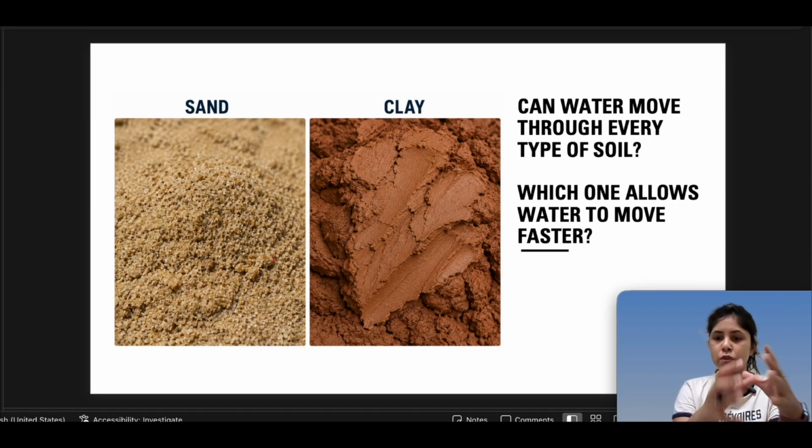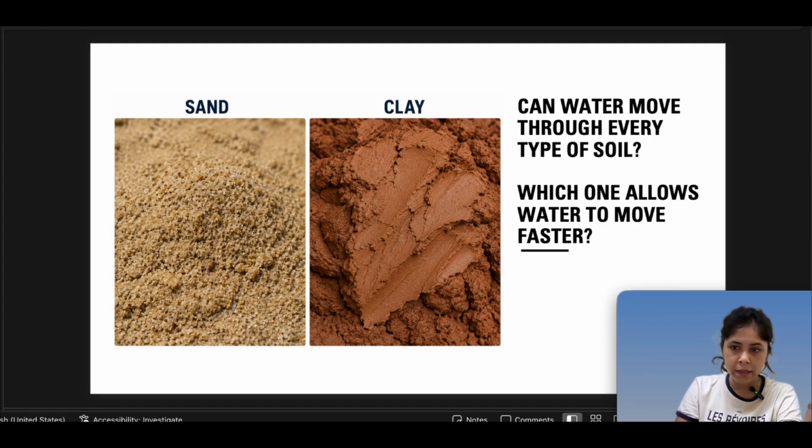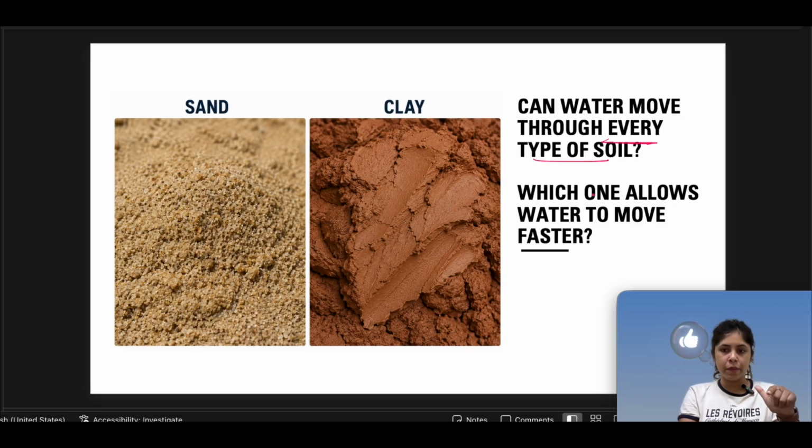Can you see these two pictures? On one side we have sand, and on the other side we have clay. See what question I have found: can water move through every type of soil? There are types of soils like sand, clay, and silt. I have shown you two examples here, sand and clay.